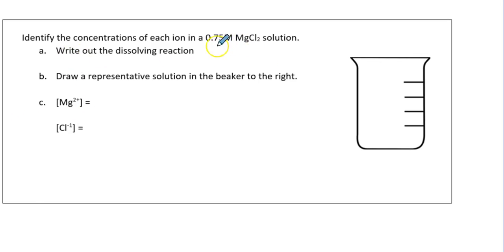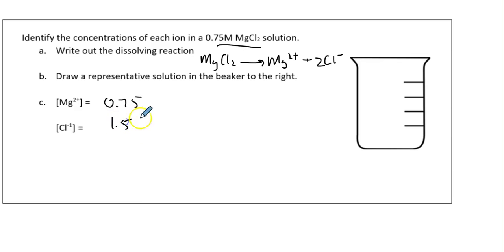Alright, what do we got here? Okay, 0.75. Use your example here. Magnesium chloride goes to Mg2+ and Cl-. There's two of those. What are the concentrations? Pause the video, try it out. 0.75 and 1.5. Again, this one gets multiplied times 1, this one gets multiplied times 2.